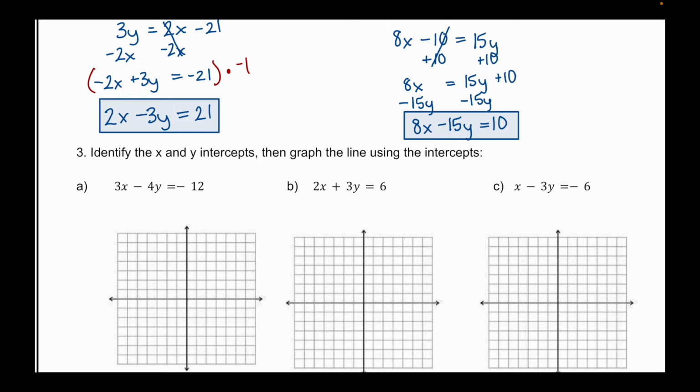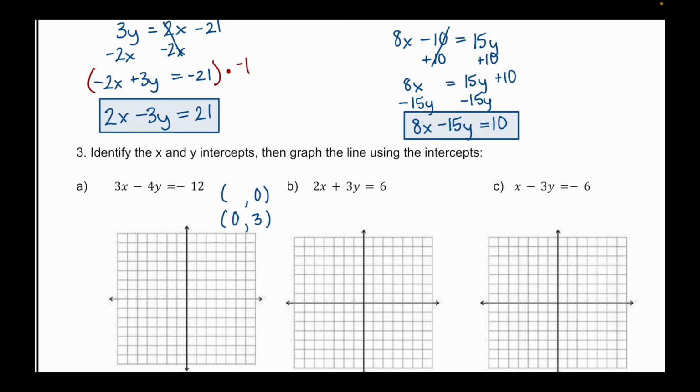So to find my x-intercept, we plug in 0 for y and find a value for x. And to find our y value, we'd plug in 0 for x and find a value for y. So if we plugged in 0 for x, we would have negative 4y equals negative 12. If we divide both sides by negative 4, we're going to get that the y value should be positive 3. So that's the y-intercept.